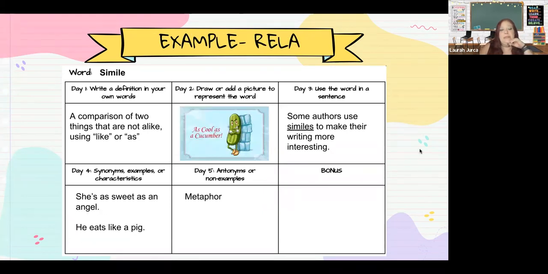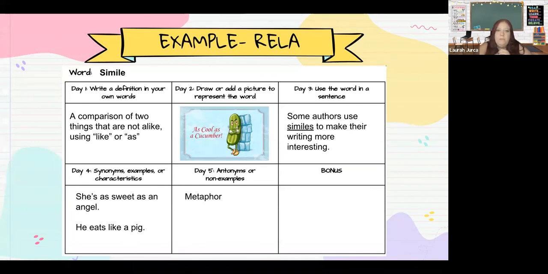And then finally, a reading language arts example. This is for the word simile. So a simile is a comparison of two things that are not alike using like or as. We've got this example of a simile. And then the word in a sentence: some authors use similes to make their writing more interesting. And then we put in some examples of similes and then some non-examples. So a non-example of a simile would be a metaphor, which is something that students are often confused with.